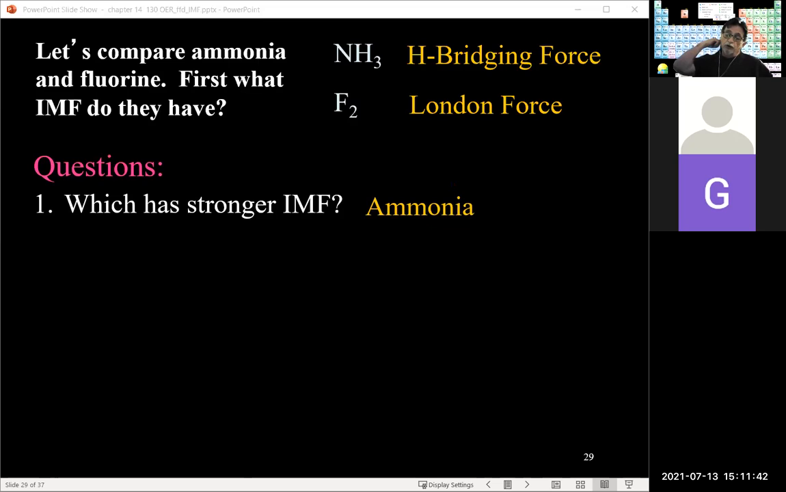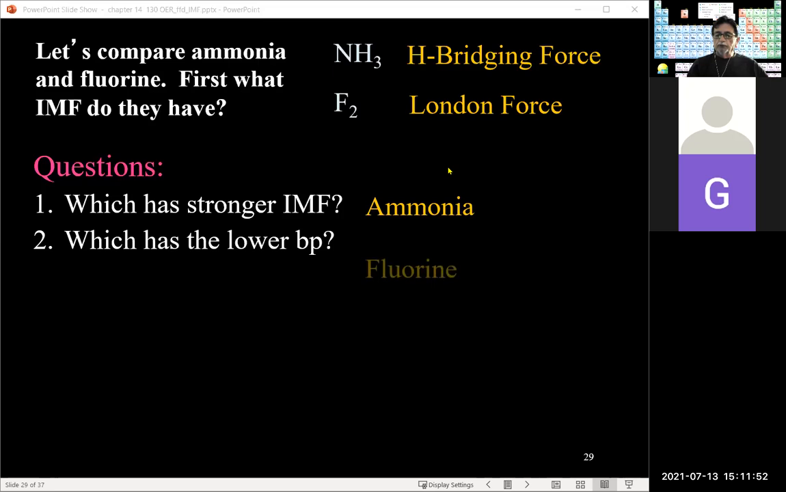Ammonia would have the stronger IMF because it has the hydrogen bridging force, okay? Which would have the lower boiling point? Well, the one with the lower boiling point would be fluorine because it has the weaker IMF interaction, okay? Having the weaker IMF interaction means that it would take less energy to break the molecules apart and allow them to go into the gas phase.